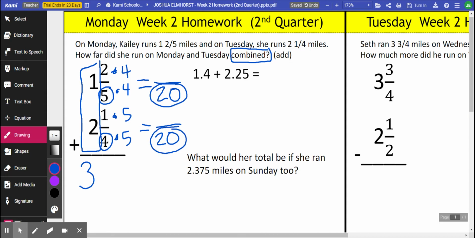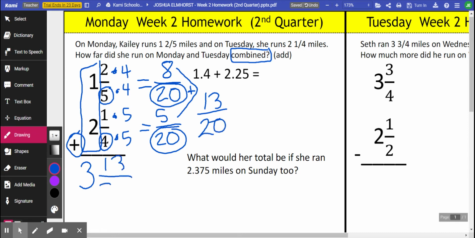And now let's check the numerators. 1 times 5 is 5, and 2 times 4 is 8. So now we have 8 twentieths and 5 twentieths. We are ready to add the numerators. Since we are adding, we're going to do 8 plus 5, which is 13, and then the denominator stays the same. So we have 13 over 20 once we have added the fractions. So 3 and 13 out of 20 would be our total that she ran on Monday and Tuesday. So 3 miles and then 13 twentieths of a mile.